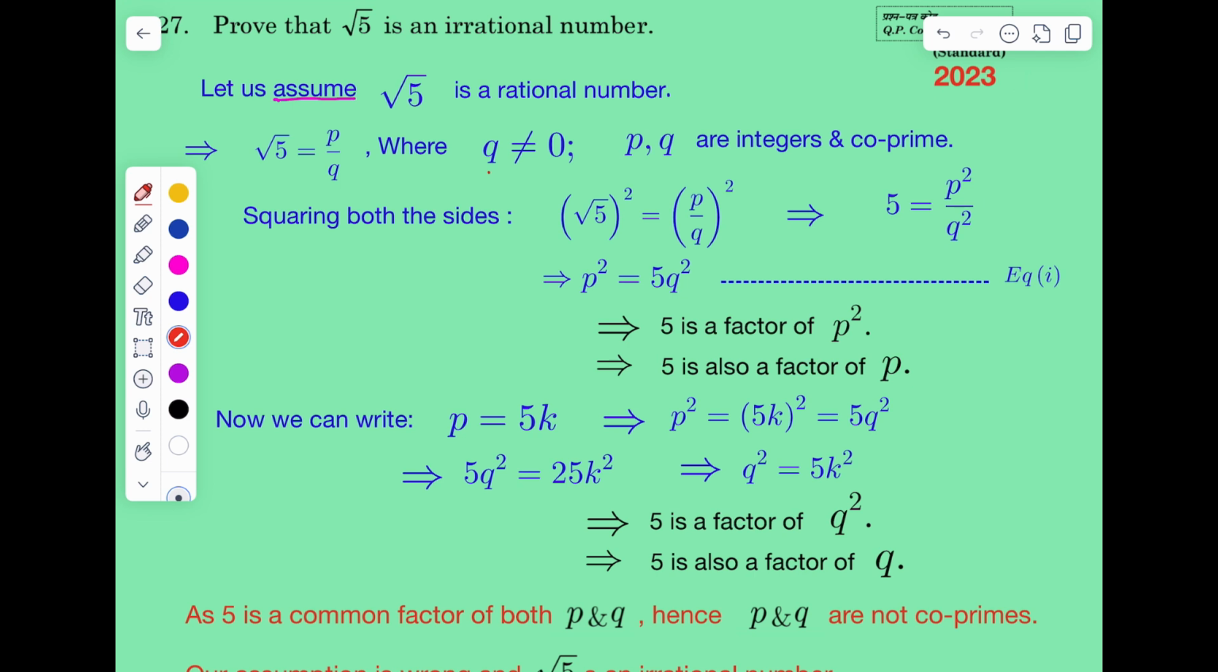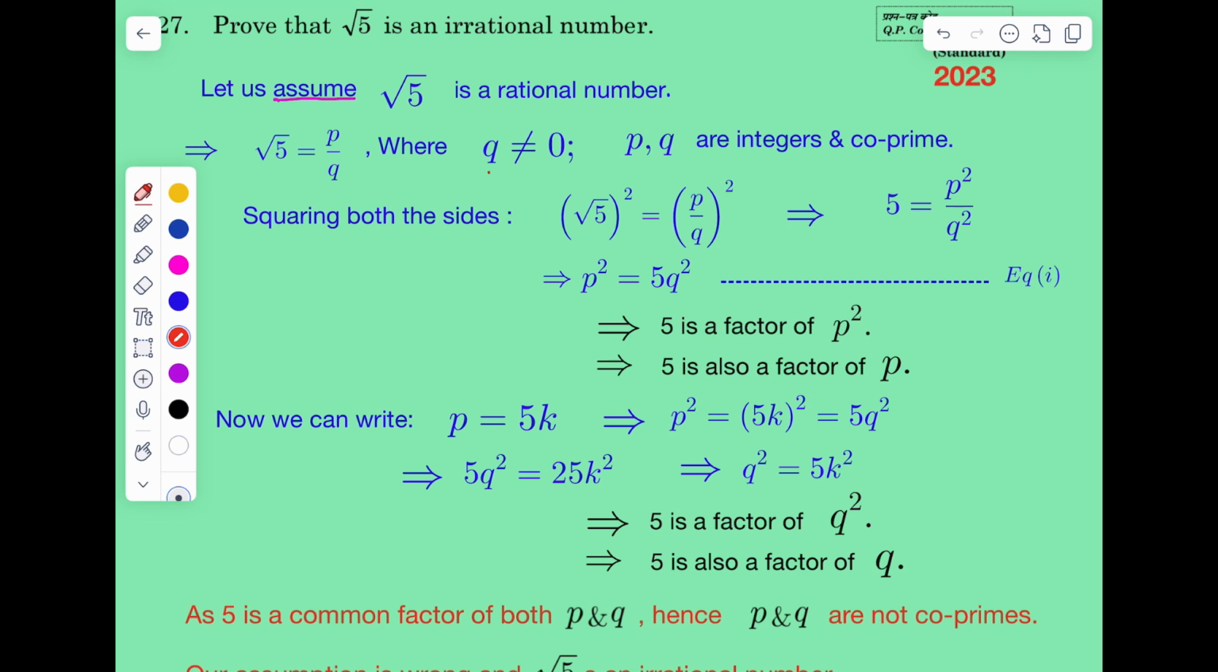Now we can write p is equal to 5k, because 5 is a factor, that is, 5 into any number will be equal to p. This implies that p square is equal to 25k square, and that is equal to 5q square. So q square will be equal to 5k square. That means 5 is also a factor of q square, so 5 is also a factor of q.